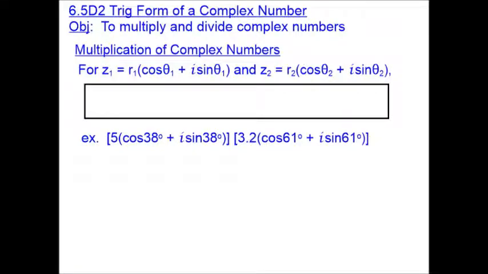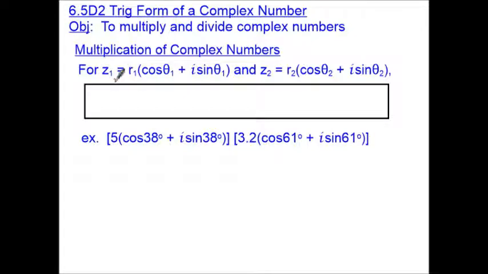Moving on to 6.5, day 2. We're going to talk about the trig form of complex numbers some more, and specifically multiplying and dividing complex numbers in their trig forms, in case that's not obvious. Okay, well, multiplication of complex numbers. There's actually a really cool derivation for this, but I thought I'd save the time in the video and not put you through it. But here we go.